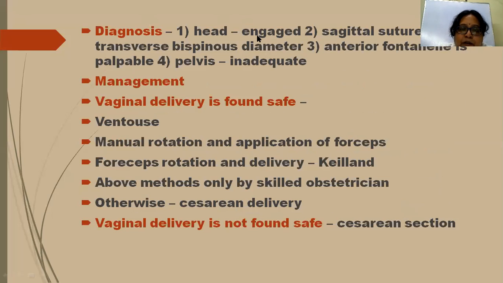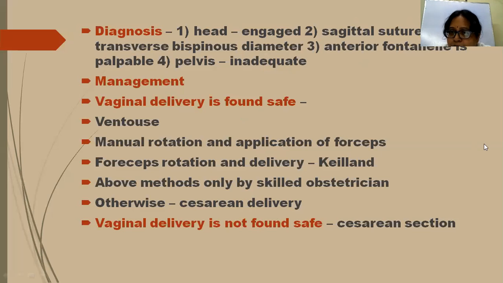When you diagnose such deep transverse arrest, you have to look whether the head is engaged or not, where the sagittal suture is located, the anterior fontanelle, and how the pelvis is. And how do you manage it? For vaginal delivery, if you find that the pelvis is adequate and uterine contractions are good, then you can do vaginal delivery by applying ventouse, or manual rotation with forceps application, or forceps rotation and forceps delivery. Forceps rotation and delivery are done by Keelan's forceps.